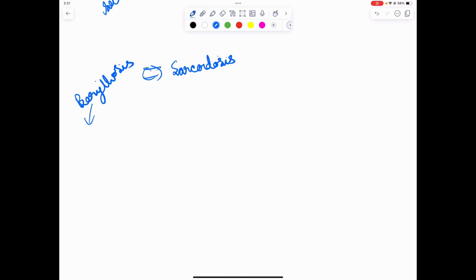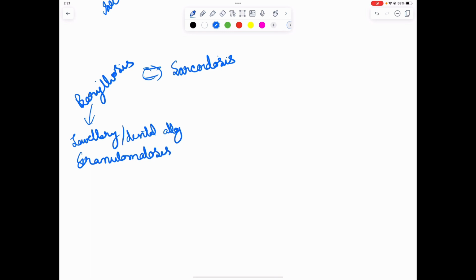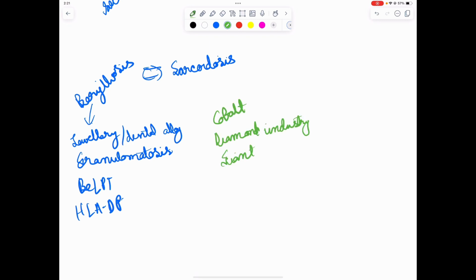Now, berylliosis is seen in which conditions? See, jewelry, dental alloy, granulomatosis. We have the beryllium LPT, which is associated with HLA-DP. Now, cobalt. Cobalt is seen in the diamond industry.